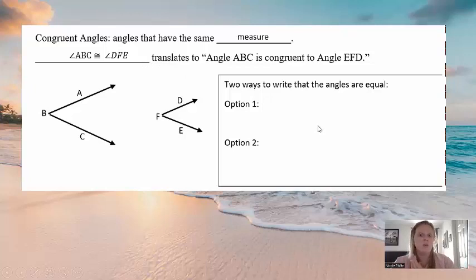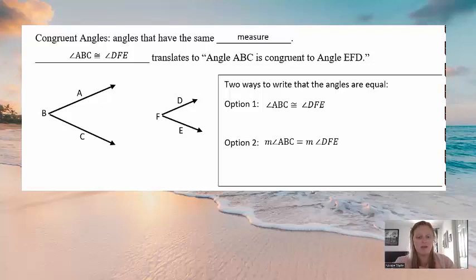Now, just like with segments, we had some rules regarding the congruency symbol and an equal sign. We also have rules for angles. So there's two ways that you can tell me that angles are equal. The first is what we wrote originally. Angle ABC is congruent to angle DFE. So that's one way you can tell me, hey, these are the same.